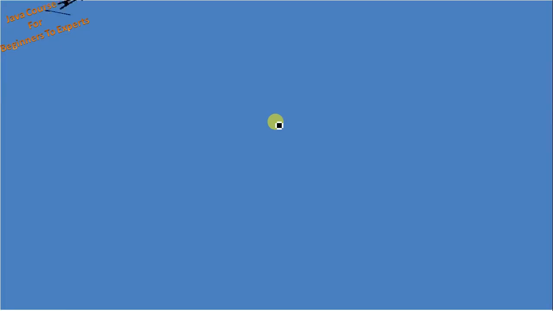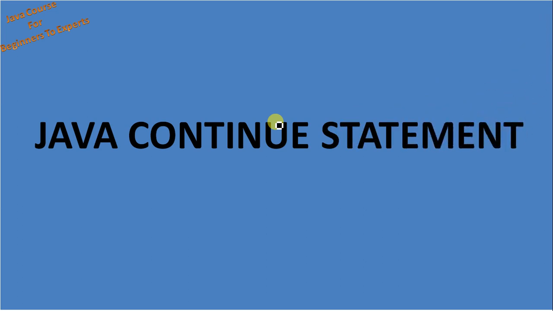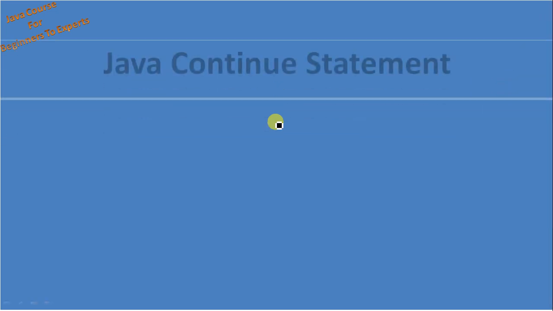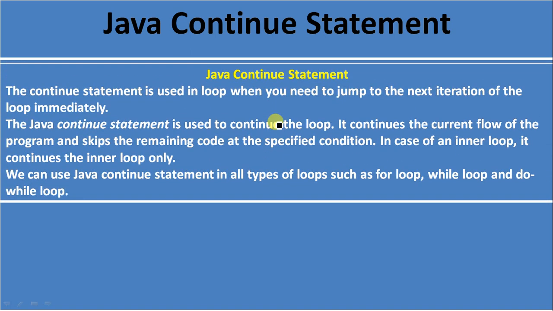In today's lecture, we are going to learn the Java continue statement. So let's start. What is the Java continue statement? The continue statement is used in a loop when you need to jump to the next iteration of the loop immediately.